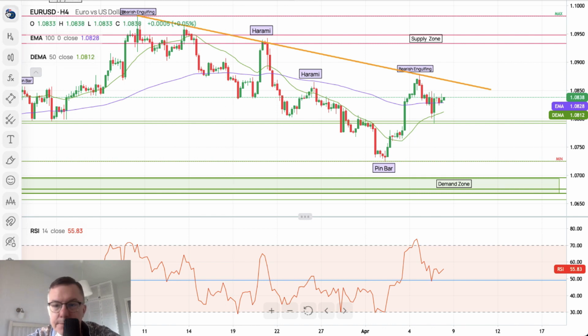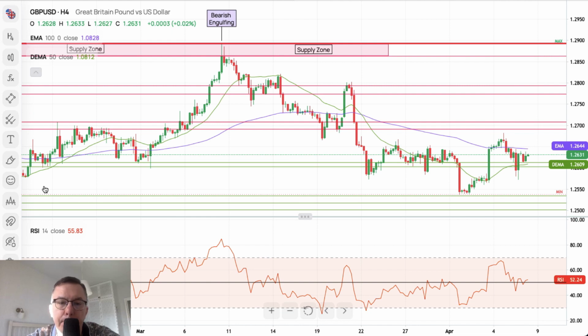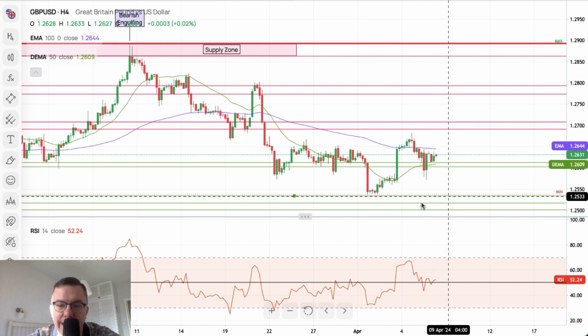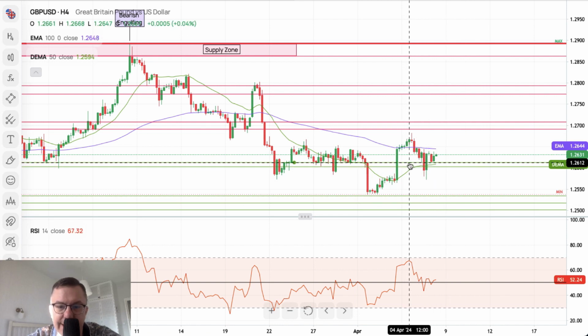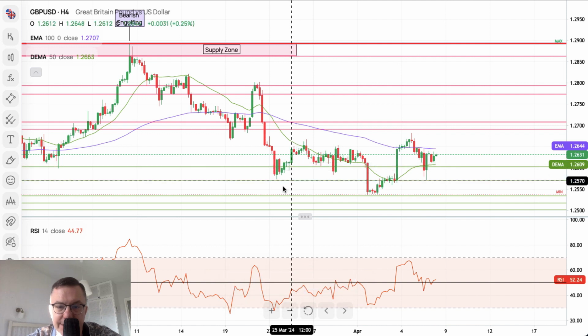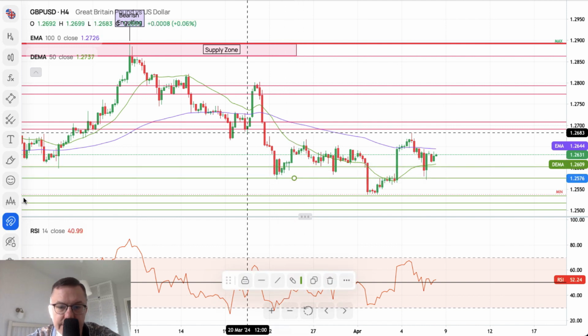So euro dollar done at the beginning of the new trading week. Cable, British pound versus the US dollar. What's happened? Well, the first off is that our levels of support don't actually work now. Market prefers this one. Let me just get my market. There you go.